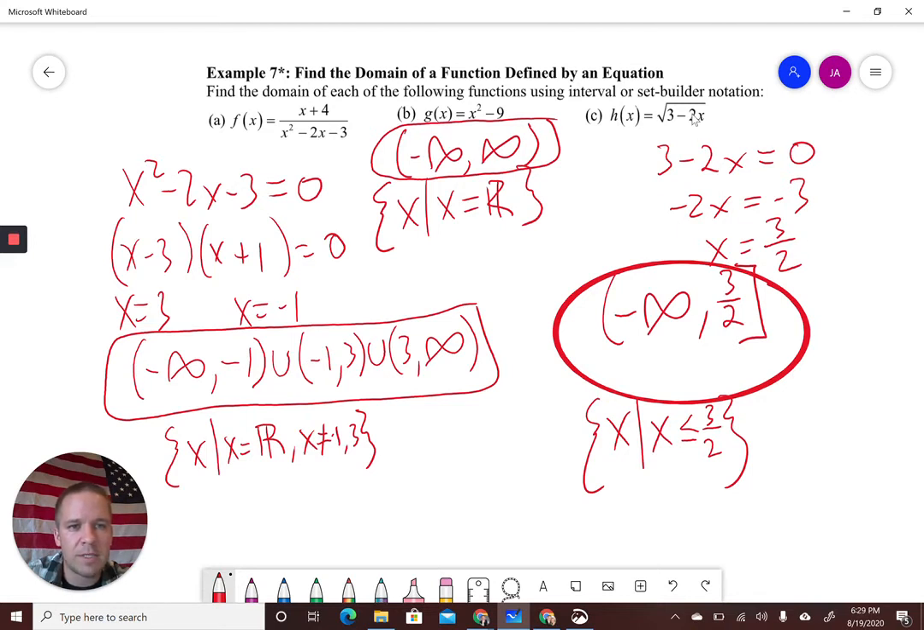So again, I did a little sign check. I said, hey, plug in some numbers. If I go above that or below that, what's happening? Am I getting negative? Am I getting positive? That'll tell me.